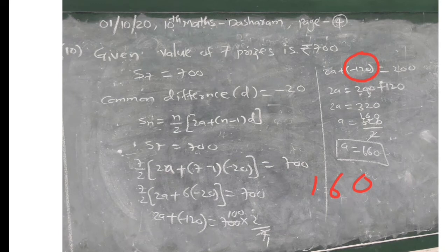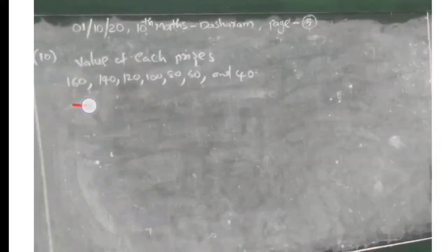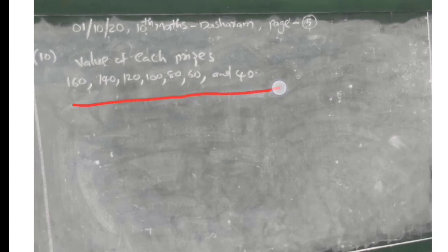Then the second prize value is 140 rupees. Third prize value is 120 rupees. Fourth prize value is 100 rupees. So you can find out the remaining prize values. So here are the values of the 7 prizes.